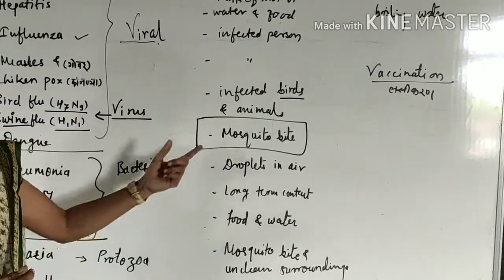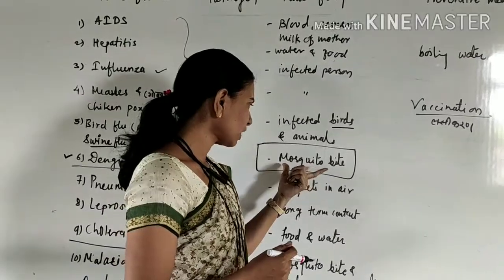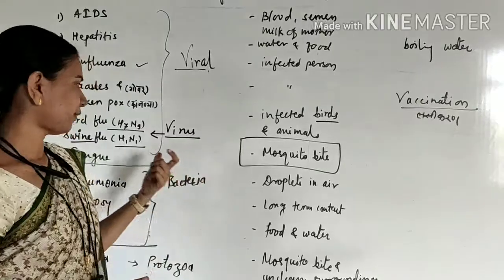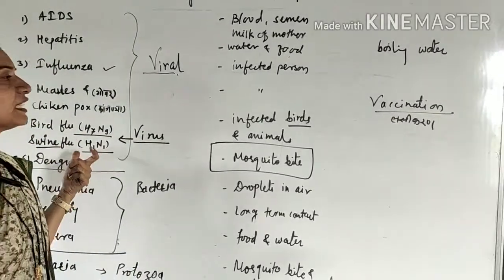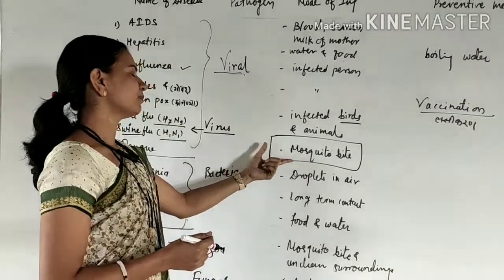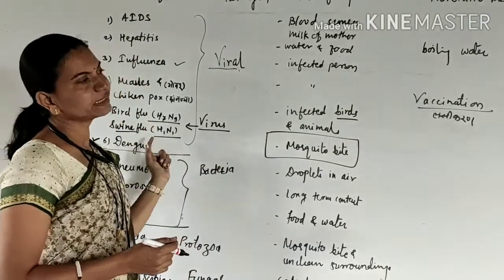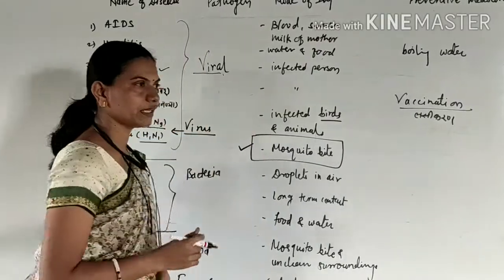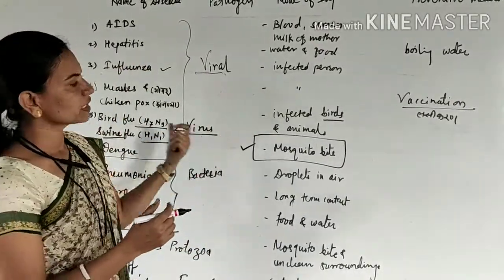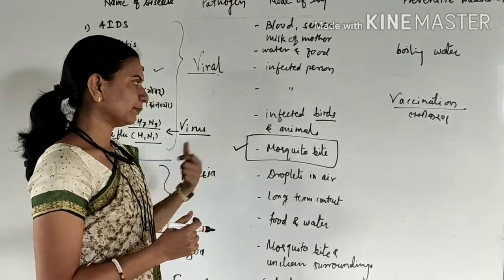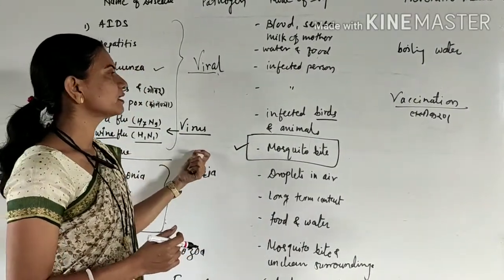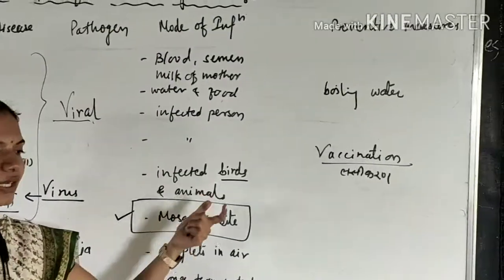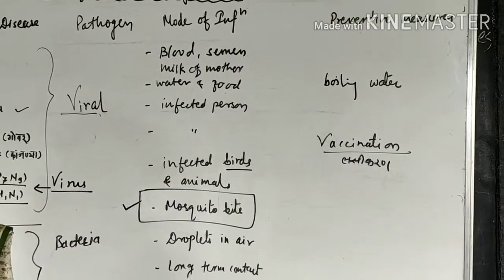This mosquito bite means the virus which is present in this infected person's blood. This mosquito when bite to infected person and then bite to healthy persons, the mosquito acts as a carrier. It carries the virus from patient to the healthy person. So this dengue is viral disease and mode of infection through the bite of mosquito, and therefore the preventive measures for this, the cleanliness of your surrounding.